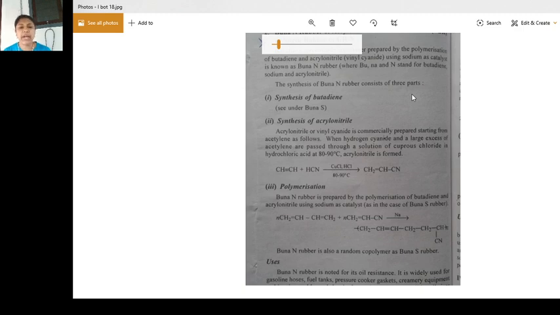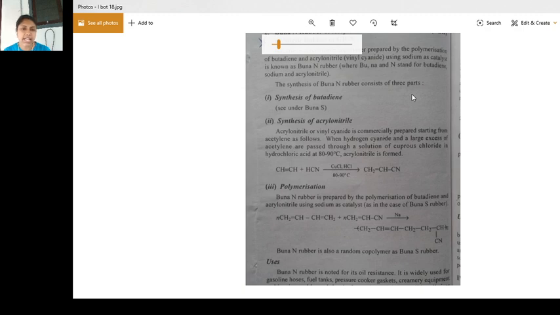So synthesis of butadiene, as we studied, is from 1-butene, and we know how it is synthesized from 1-butene. So next is synthesis of acrylonitrile. Nitrile means cyanide groups. Acryl means a two carbon unit having a double bond, and when this double bonded carbon unit is attached to one cyanide group, it is known as acrylonitrile.